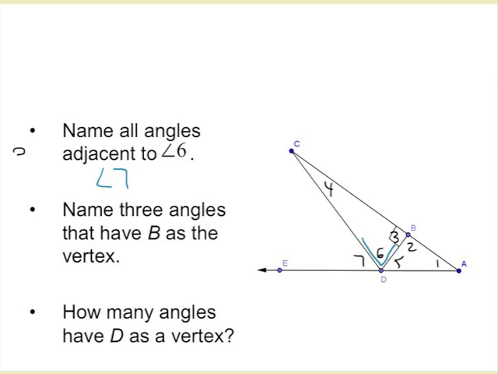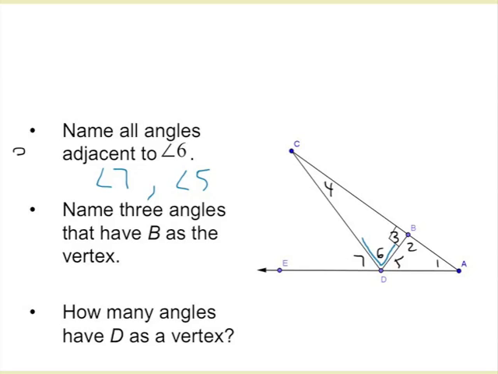Okay, if you like letters better, that's fine. If you like numbers better, that's fine. What's another one of its neighbors? 5. Angle 5. And again, we could do BDA, and that would be fine as well. Okay, so adjacent is like its neighbors. It shares a corner, it shares a wall, but it doesn't share any space.